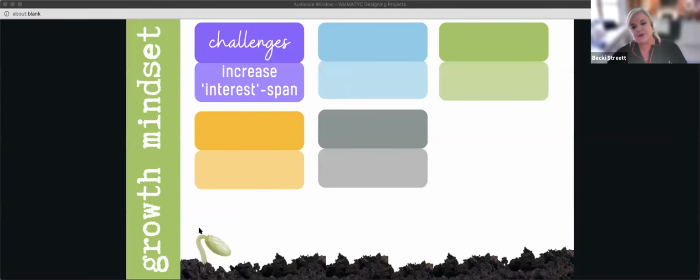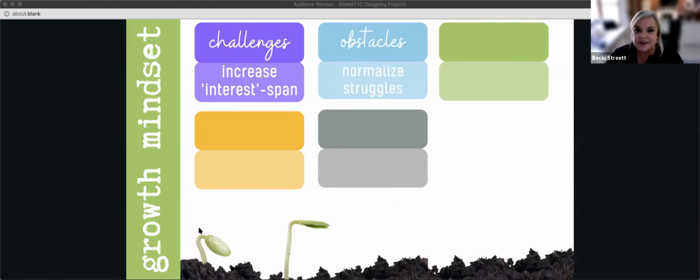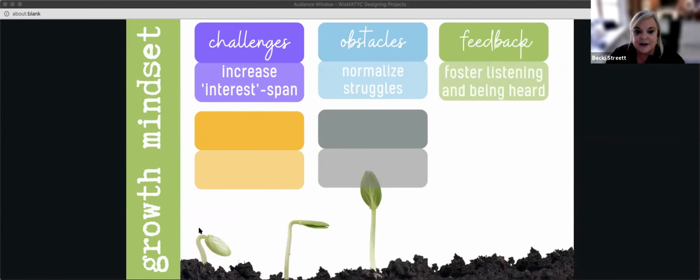So let's get to some project-specific ideas. I want to make sure that all of my projects promote growth mindset. So I want every project to contain challenges and to increase their interest span, which I think is better than just attention span. I like to have obstacles to normalize their struggles, and feedback along the way so they can foster listening and being heard. So feedback from both me and from their fellow students, and to give that as well.